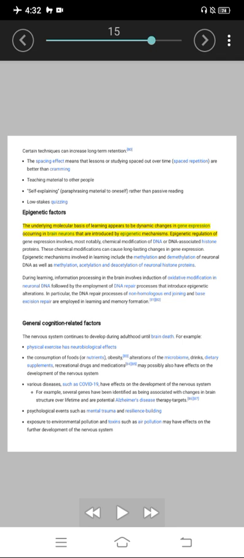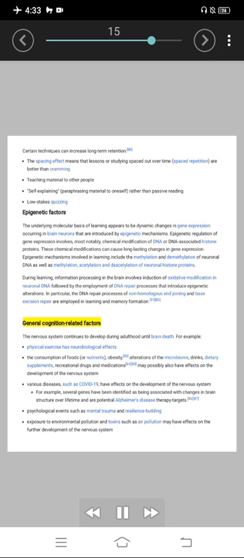Epigenetic mechanisms involved in learning include the methylation and demethylation of neuronal DNA as well as methylation, acetylation and deacetylation of neuronal histone proteins. During learning, information processing in the brain involves induction of oxidative modification in neuronal DNA followed by the employment of DNA repair processes that introduce epigenetic alterations. In particular, the DNA repair processes of non-homologous end joining and base excision repair are employed in learning and memory formation. 81, 82.